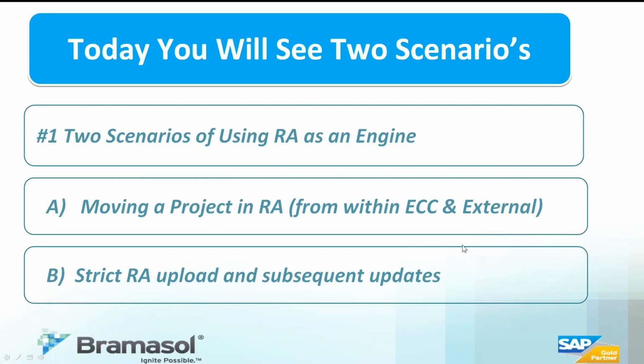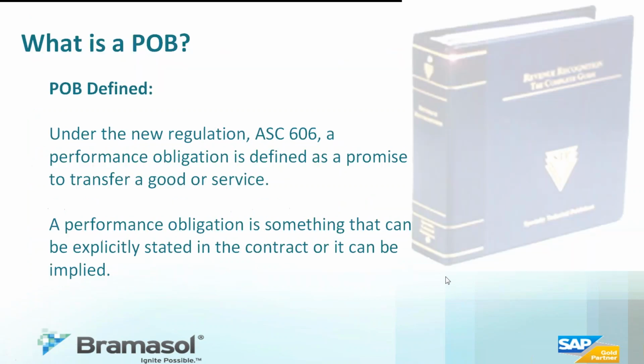Okay, so two scenarios. One is moving a project into RA from within ECC and also external, and then the second one is we're just going to do the care and feeding of an RA contract strictly from an external event. So a series of external files are continually updated in the RA file, and we'll take a look at what that looks like and operates like.